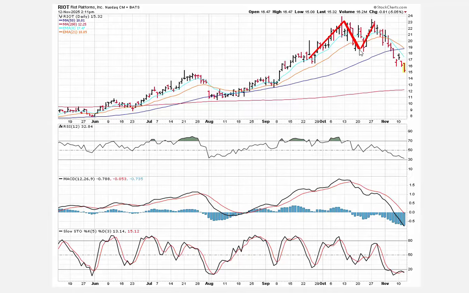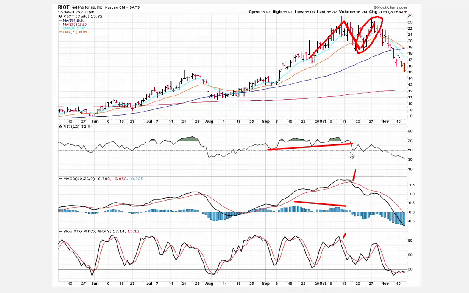So on the first move down here, RSI crosses down, MACD histogram negative divergence, and then MACD crosses down, and the stochastic was already going down. Okay, then we get this bounce. So the question is, is this bounce being embraced or is it being rejected?